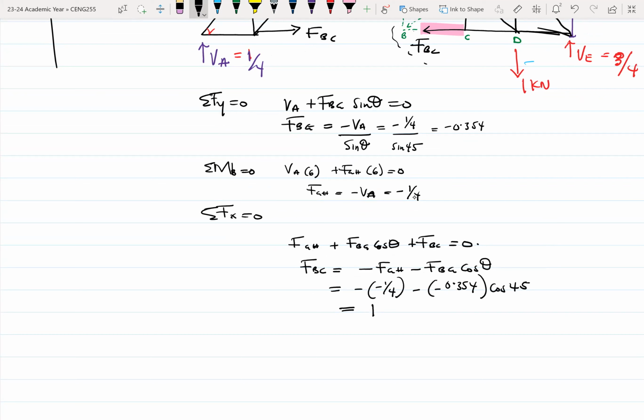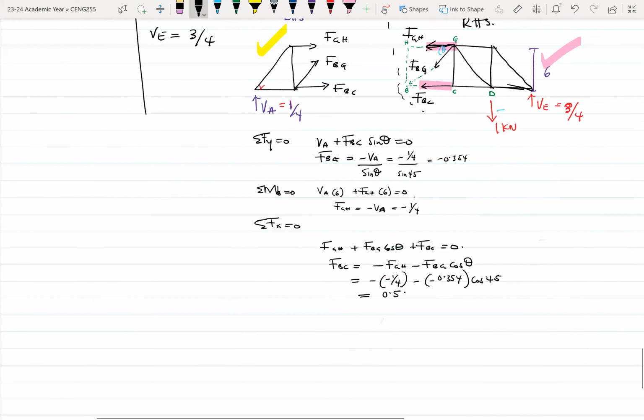And once we do that, our FBC, I believe, will be 0.5. Yes, it will be 0.5. All right. So we have all of that.